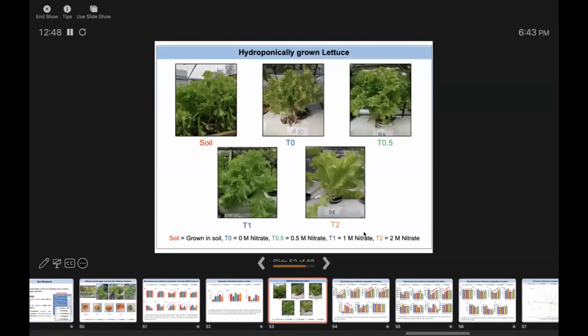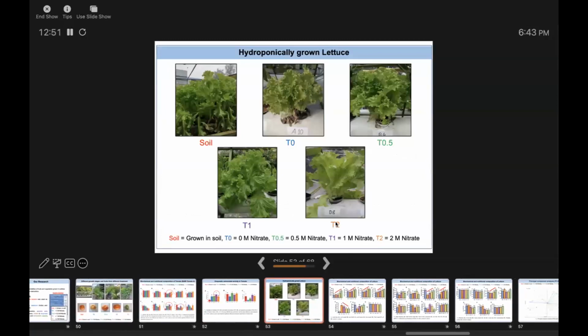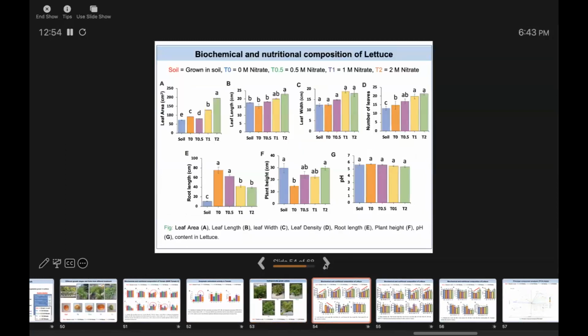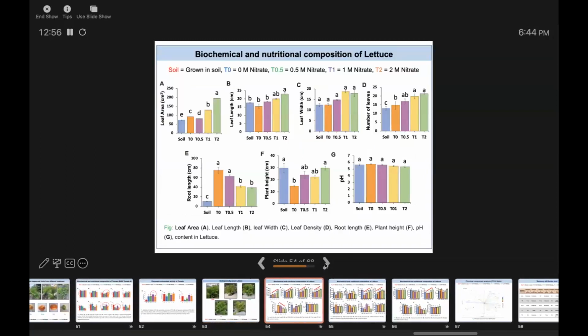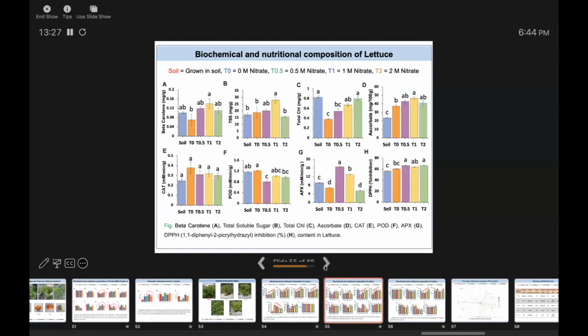Next, this is the lettuce. These are the pictures of different lettuce under different nitrate concentrations. We can see that due to the increase in nitrate, the leaf area increased, leaf length increased, and leaf width also increased. We observed that up to 2 molar nitrate, we can increase the volume or the weight of the lettuce leaves. The number of leaves also increased. However, root length decreased, because due to the scarcity of nutrient solution or nitrate concentration, the roots extended to seek the nutrient solution.